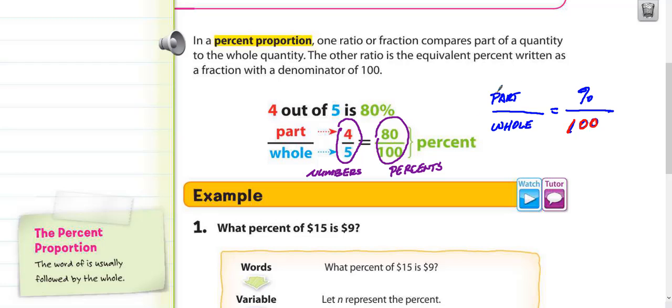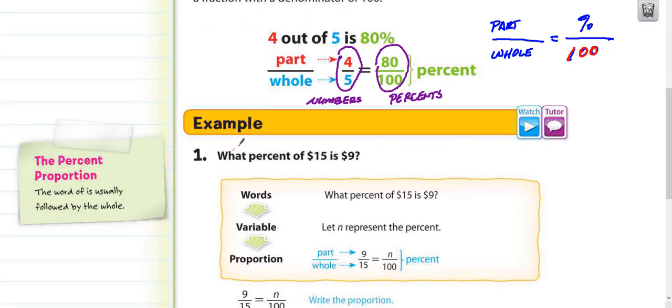So in each problem, we're going to identify these 3 things. When I go down to this first example, we're going to use it to practice this. I'm going to write down part, whole, percent, and I'm going to identify what's being asked for. So here it says, what percent of 15 is 9? So we know that the percent is the x value. It's the unknown. You might see it as x, you might see it as n. They happen to do it as n here.